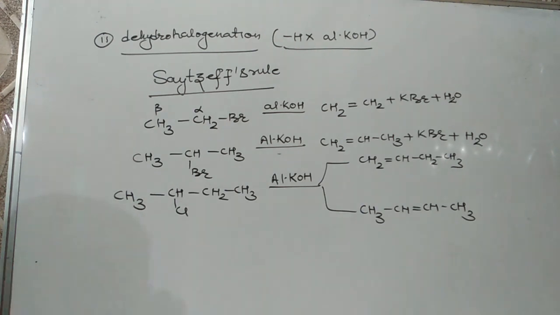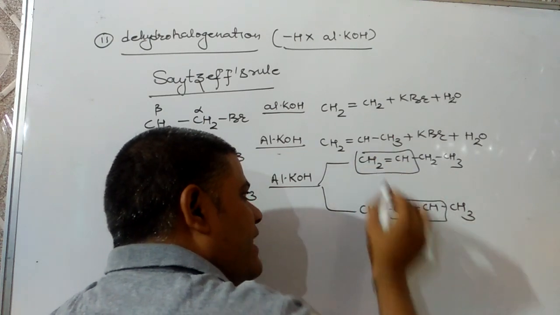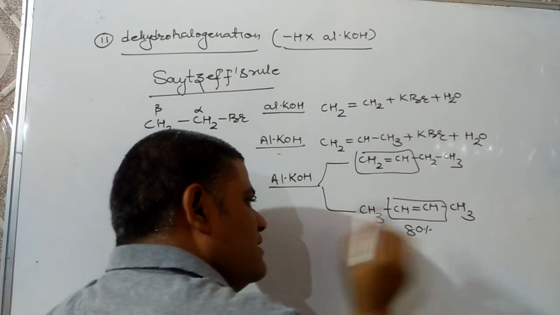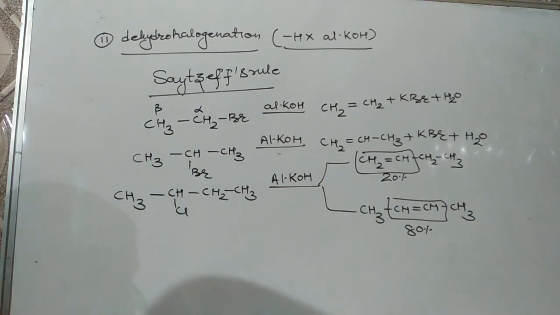That can be decided by use of Saytzeff's rule. The double bonded carbon atom should be maximum alkylated. Hence, the second one is the major product. That will be 80%, and the first one, but-1-ene, will be 20%.